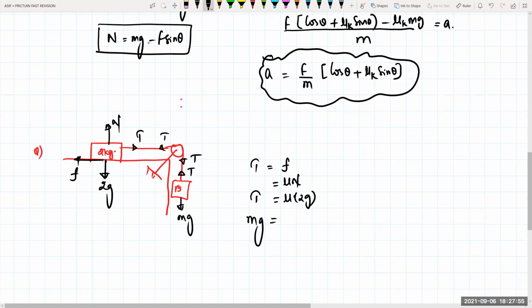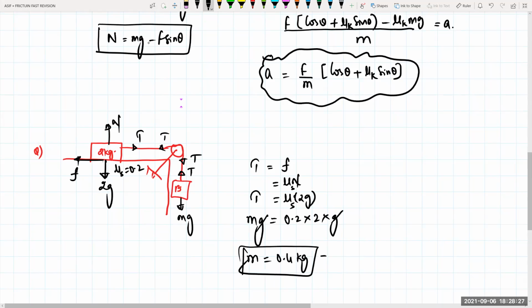Say for example, in the problem the static friction is equal to 0.2. This is static, as the body is not in motion. So M g will be equal to 0.2 into 2 into g. The g and g cancel. So mass will be 0.2 into 2, that is 2 by 10 into 2, which is 0.4 kg. This will be the answer.